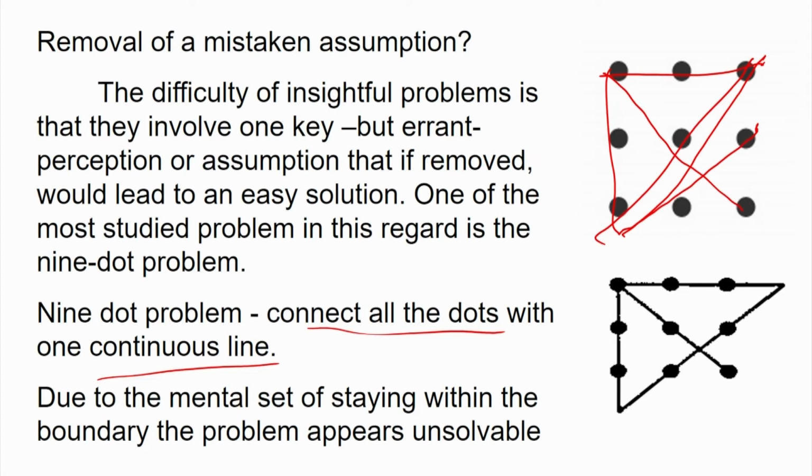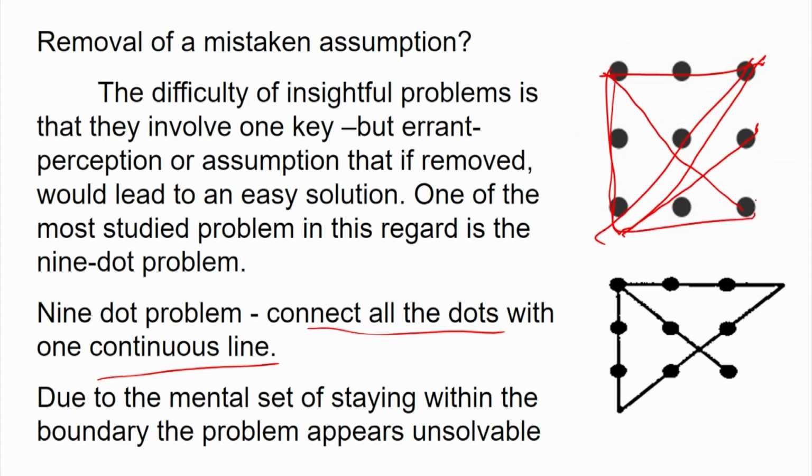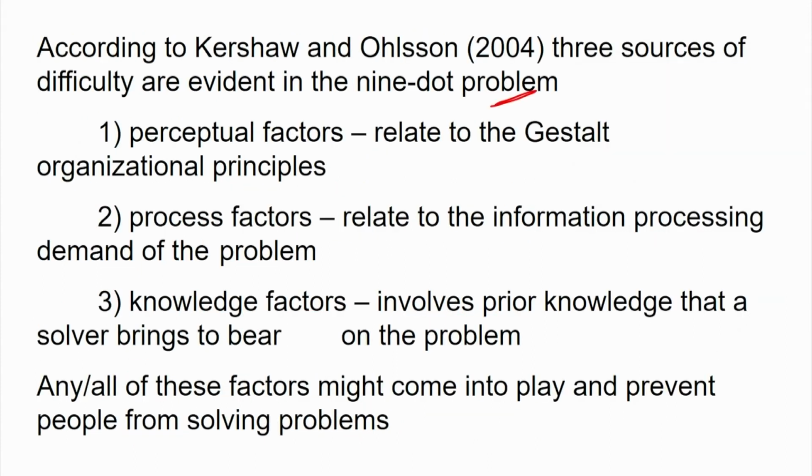What is that mistaken identity? The mistaken identity is that, according to Kershaw and Olson, three sources of difficulty are evident in the nine dot problem. Three different kinds of problems can arise. Generally speaking, the problem that makes you not see the solution is the fact that you want to stay within this boundary. Once people want to stay within this boundary of the square, they will never be able to solve it. In this solution, we violated the idea of this boundary, and so we are able to solve it. This is the mistaken identity.